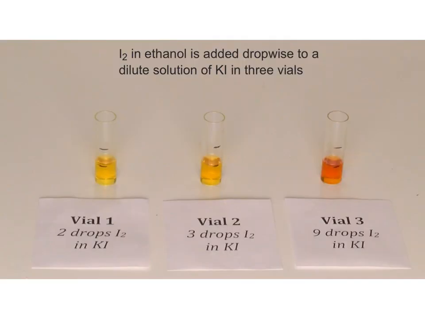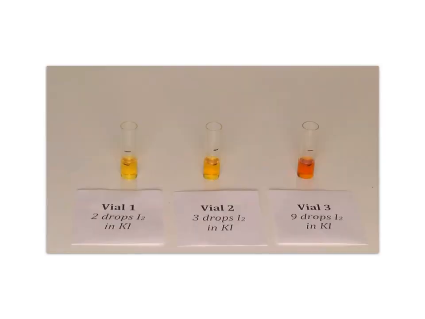We start the demonstration by adding drops of iodine and ethanol to a dilute solution of potassium iodide in 3 vials. Vial 1 contains 2 drops of iodine, Vial 2 3 drops of iodine, and Vial 3 9 drops of iodine in the aqueous potassium iodide. Next, a volume of hexane equivalent to the aqueous layer is added to Vial 2. Vial 1 will serve as a color comparison.